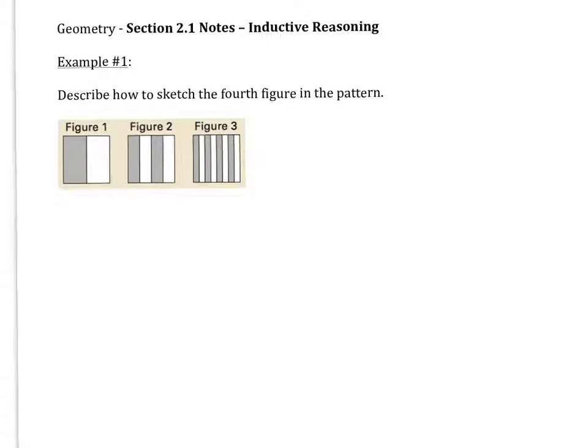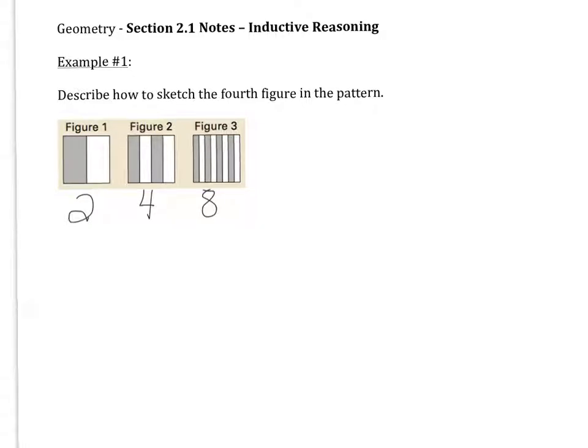So we can see here that figure 1 starts off with 2 boxes, figure 2 starts off with 4 boxes, and figure 3 starts off with 8 boxes. So each successive box has twice as many boxes, or has been split up into twice as many boxes as the previous one. So to draw the fourth figure in the pattern, the square would have to be divided into 16 smaller rectangles.